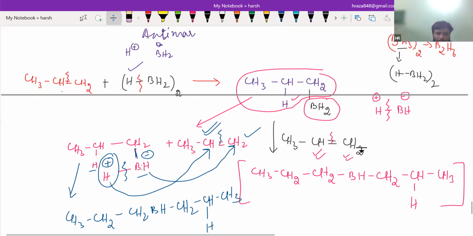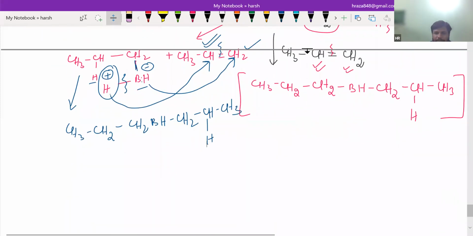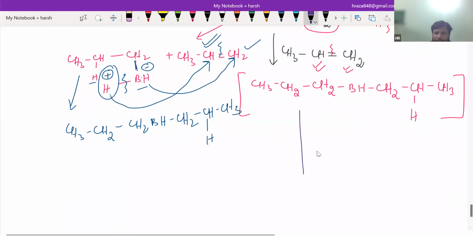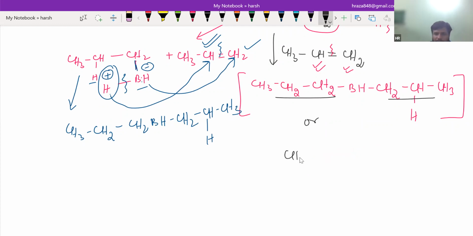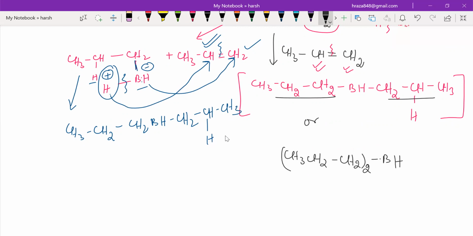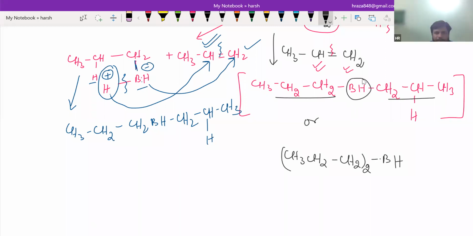Now see, I'm going to again react this reactant with the CH3. We have to do this reaction thrice. You can see this part and this part are same. So can I write this CH3, CH2, CH2, whole twice, BH? Both are same now. That means twice. That means if you are going to remove this, there will be a bond like this.